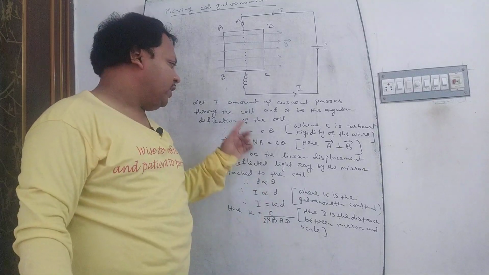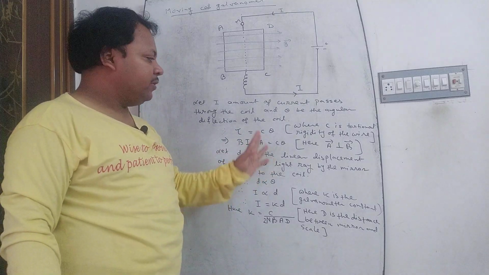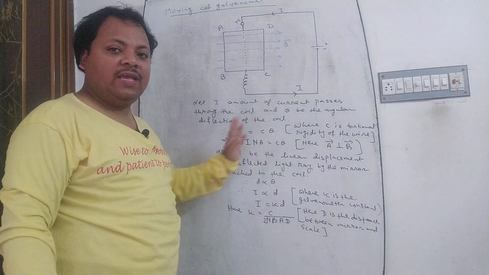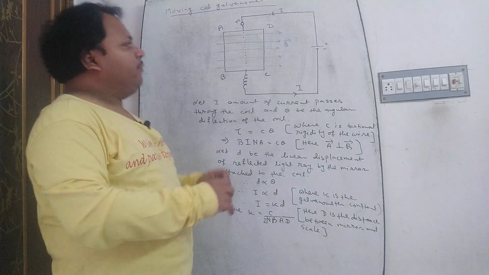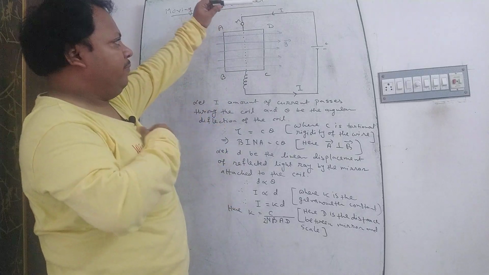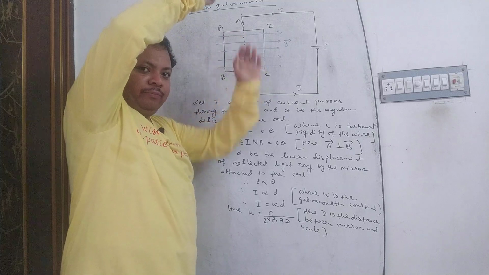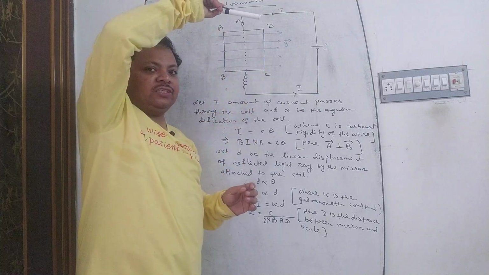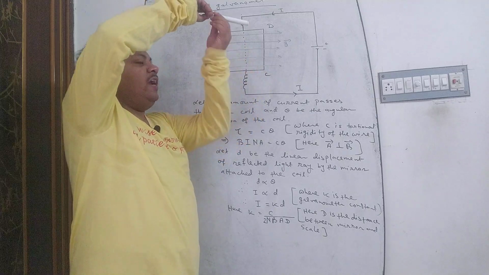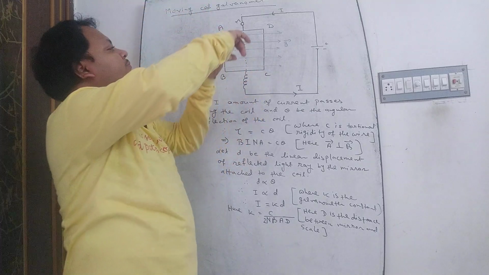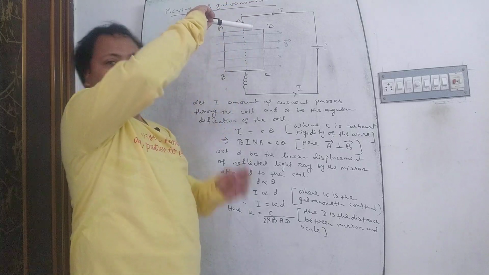You also know that torque tau is equal to BINA. That means BINA is equal to C into theta. Here another scale is placed parallel to the plane of the coil, and a light ray is incident normal to the mirror.